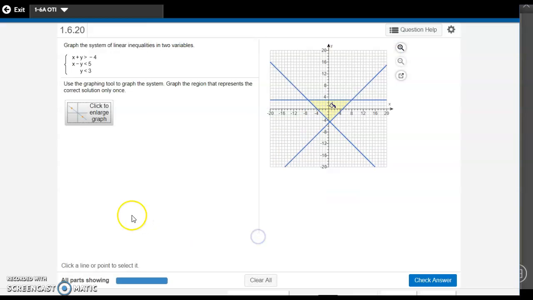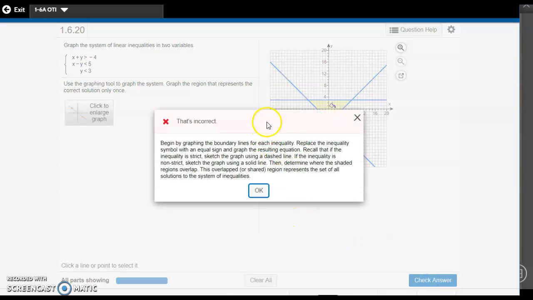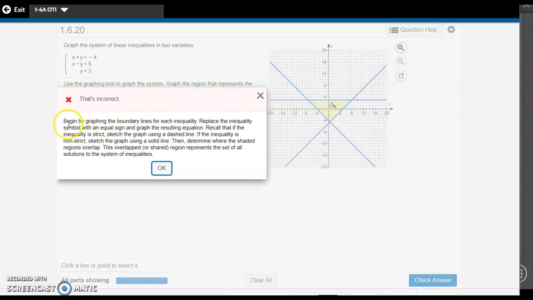All right, so I save that. Now, I purposely do not have this problem correct right now. I'm going to show you what happens. You click check answer, and I got it wrong. So I read this. You get by graphing boundary lines for each equation. Replace the inequality symbol with the equal sign and graph the resulting equation. So it's describing to me how to do it.